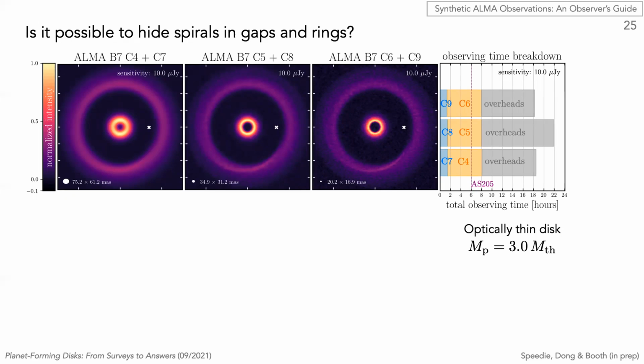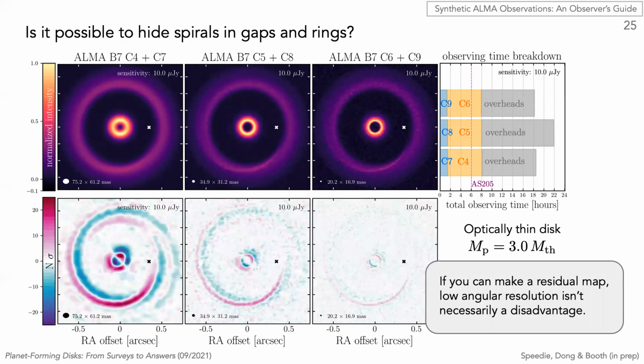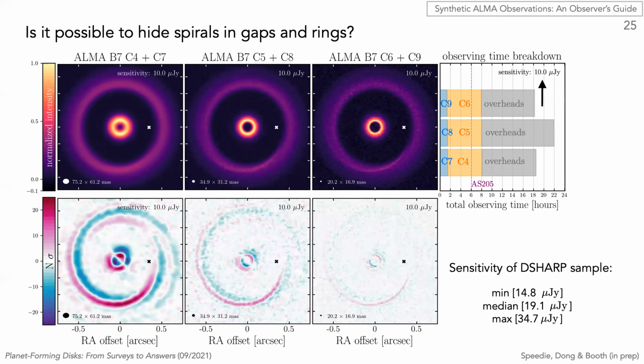So if you stare at a disk for a long time with a small beam, the spiral could become obvious in the image itself. But if you can make a residual map, you can actually recover the spiral with higher signal-to-noise in the lower angular resolution observation. So this goes back to what I was saying earlier about the observation with the larger beam capturing more signal from the spiral within one beam. But again, this is for really great sensitivity, and the D-sharp sample went as low as 35 microjansky per beam. So let's look at lower sensitivities.